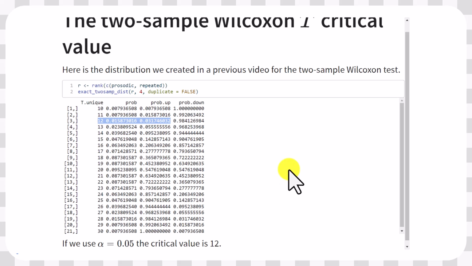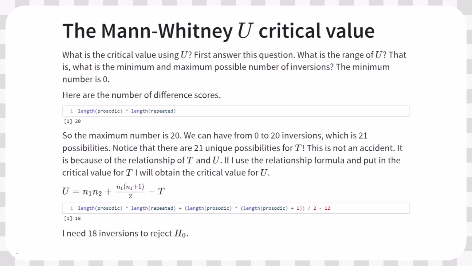The critical value is 12 when we want to do a test maintaining the type 1 error at 0.05. Ultimately, that means when we want a 95% confidence interval. Okay, now let's consider this in light of the Mann-Whitney U. What is the critical value using U?